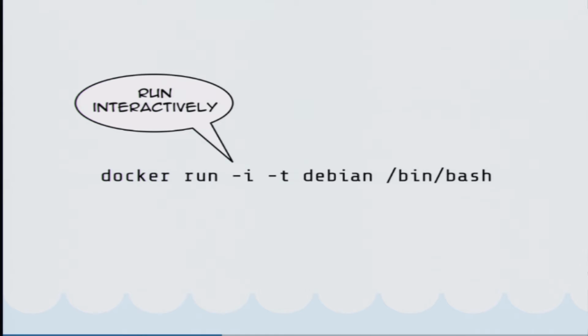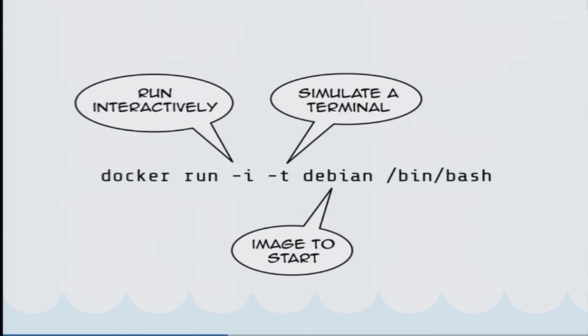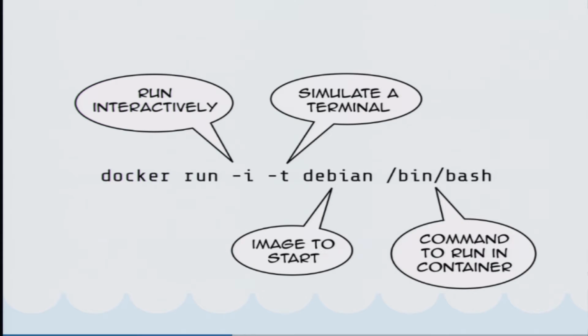Okay, so -i means run interactively. I want to actually interact with this container once it starts up. -t emulates a terminal so that I get a command prompt and it behaves like I expect if I'm SSHing or telnetting into a system. We specify the image name to start, which is just Debian, and then the command to run inside the container, which is just a standard bash shell.